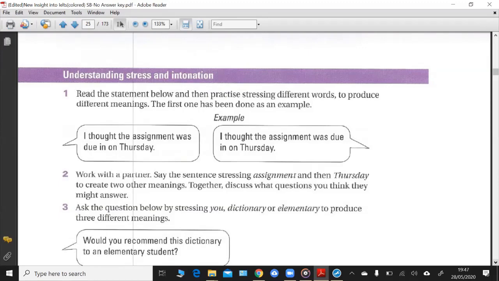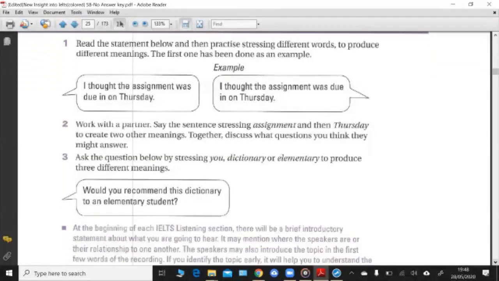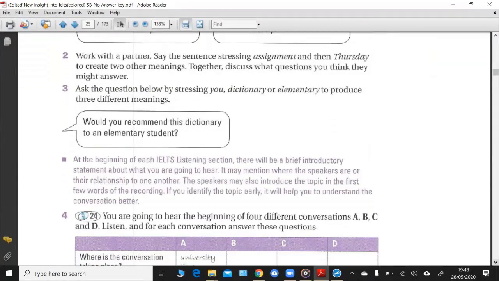Okay, look at number 2. Work with a partner, say the sentence stressing assignment and then Thursday to create 2 other meanings. Together, discuss what questions you think they might answer. Question number 3: ask the question below by stressing you, dictionary, or elementary, to produce three different meanings. Now look at this example. Can you say it, please?